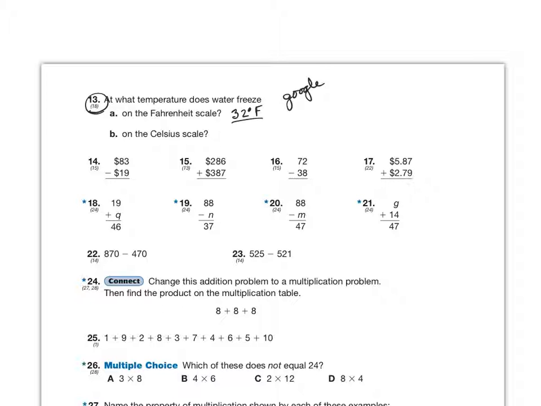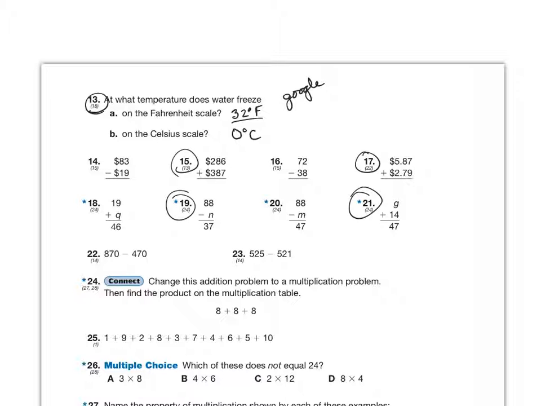On a Celsius scale, it's just so obvious on this one. This is why a lot of people like to use the centigrade scale, because 0 is where everything freezes. So there you go. Okay, we're going to do number 15. It looks like it's pretty easy. Make sure you remember to regroup, and this is awesome.